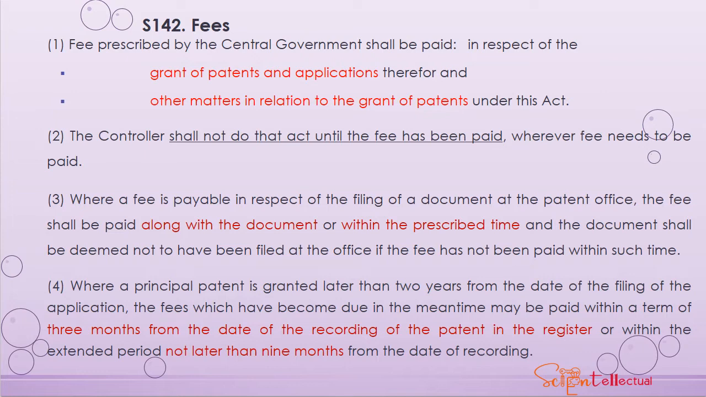From that date, the person will get 3 months time to clear the due fee, or within an extended period not later than 9 months from the date of recording. That is 3 to 6 months. Maximum 6 months more can be given. After 9 months, it is not possible. So, within 3 months from the date of recording of the patent in the register, the person will clear the due, or he can get an extension of time up to 6 months, not later than 9 months.